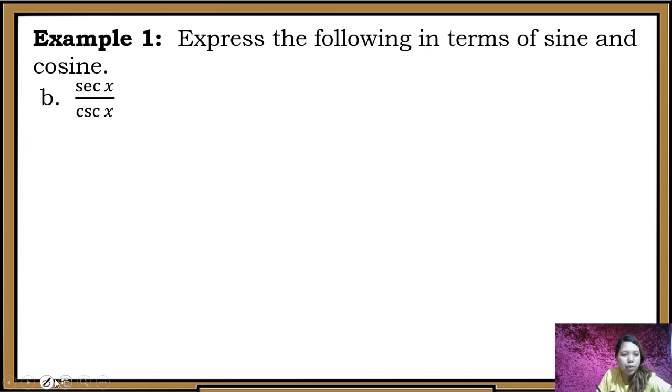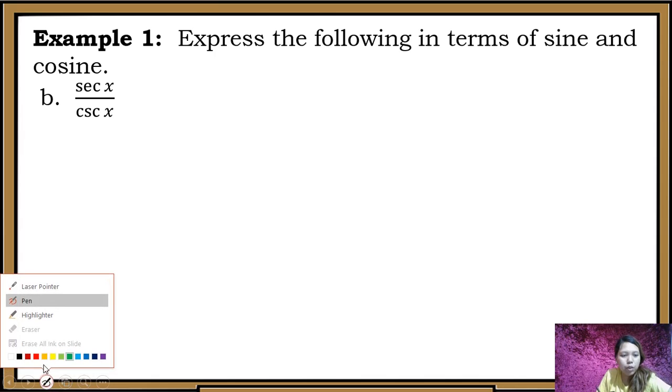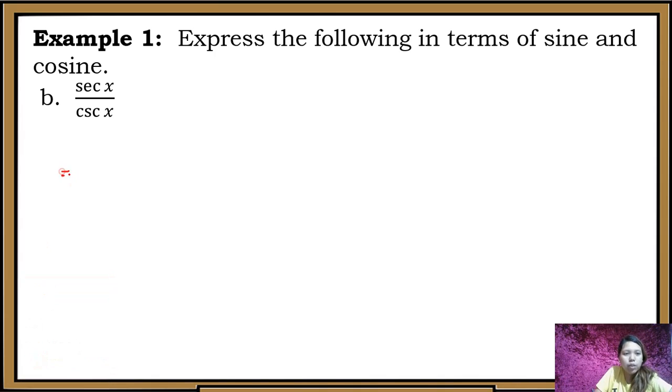Okay, another example, we have here secant x over cosecant x. Take note that secant x is the reciprocal of cosine. So this is 1 over cosine x divided by cosecant x, which is the reciprocal of sine, right?